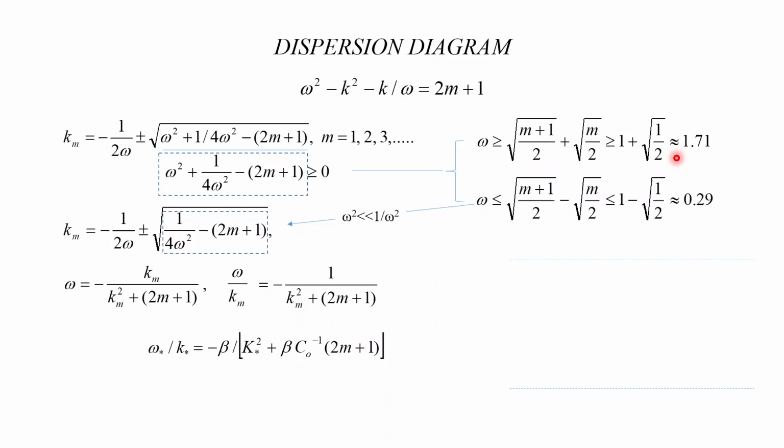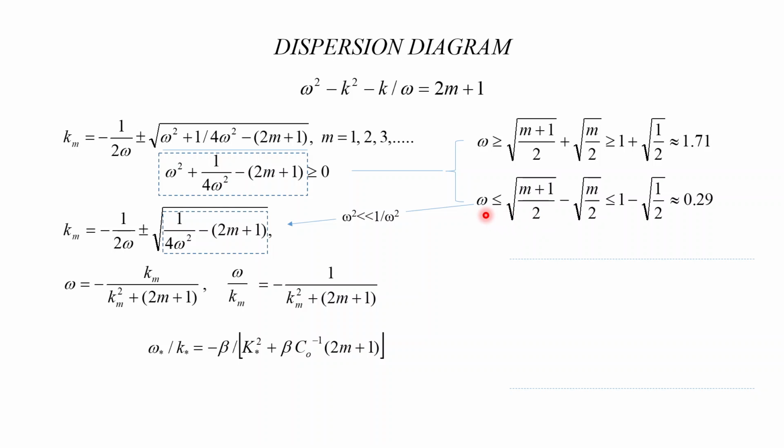One is the higher frequency: omega must be larger than the square root of (m plus 1) divided by 2 plus the square root of m divided by 2. The lower bound of this value is for m equal to 1. So it turns out that omega must be larger than 1.71. This is non-dimensional frequency.